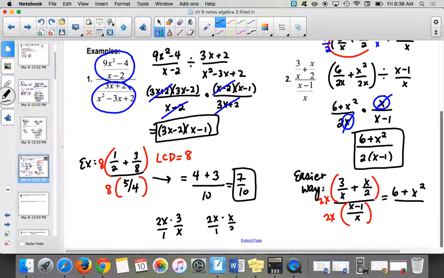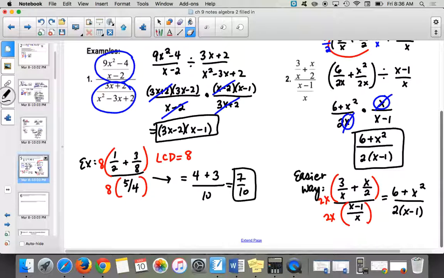Now I have the 2x times x minus 1 over x. That's where our x's are going to cancel. So we're going to have 2 times x minus 1. So that's a faster way of doing that, and we'll do lots of things like that in this chapter. So we're going to be clearing fractions a lot, so we'll practice that concept.